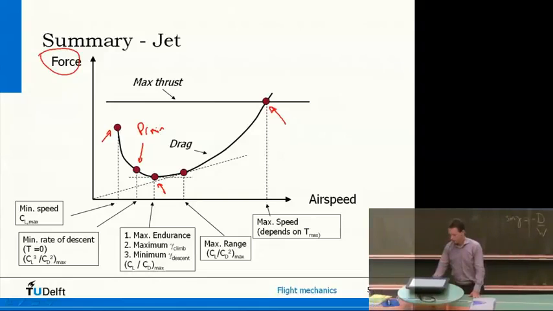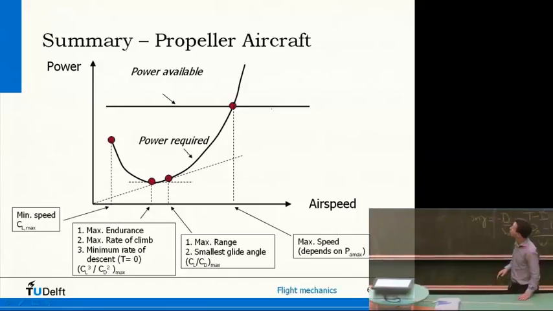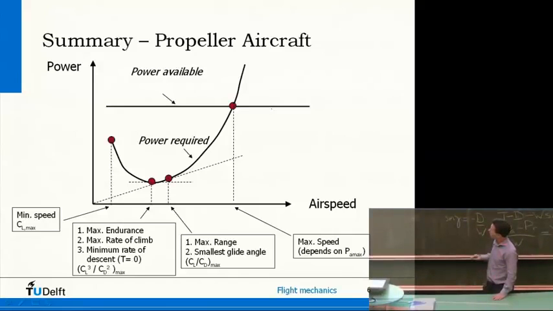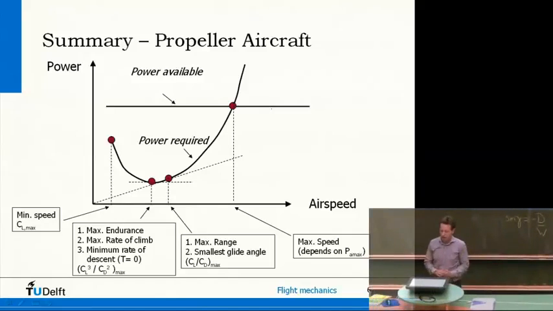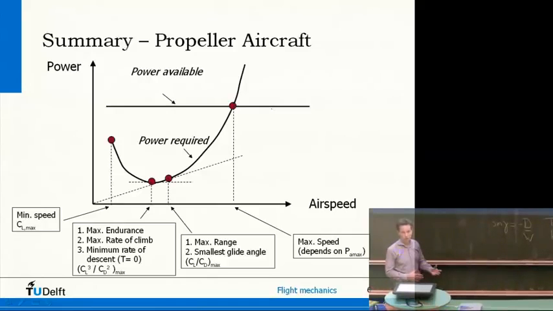So this is all summarized for a jet aircraft, all the important speeds at which you could fly. And you can make the same diagram for a propeller aircraft, and you get a similar picture, but now it's with power on the y-axis, and you see the same kind of things: minimum speed, maximum endurance, maximum rate of climb, rate of descent, maximum range, small glide angle, and a maximum speed. So all these points, you can calculate now with just these equations of motion and some information about the propulsion system of the aircraft.